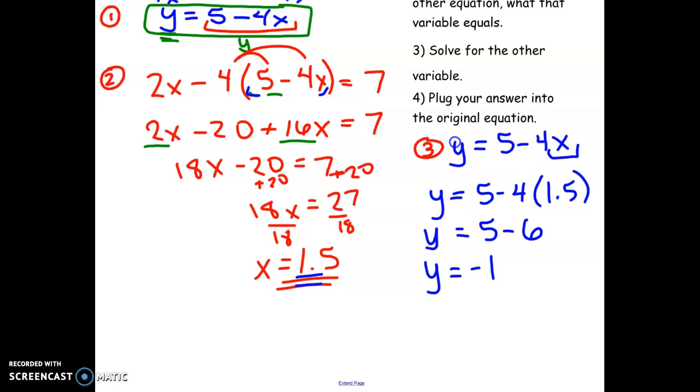We can write the solution as a coordinate, just like with a graph. 1.5 and minus 1. Again, that's where your two lines will cross, and we figured it out algebraically.